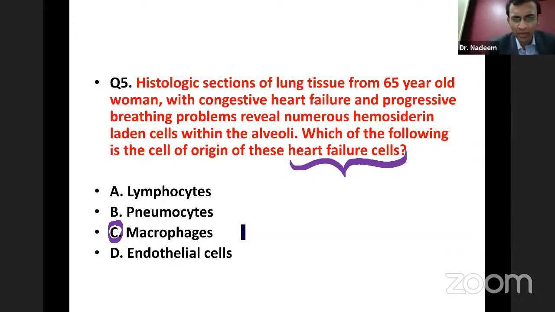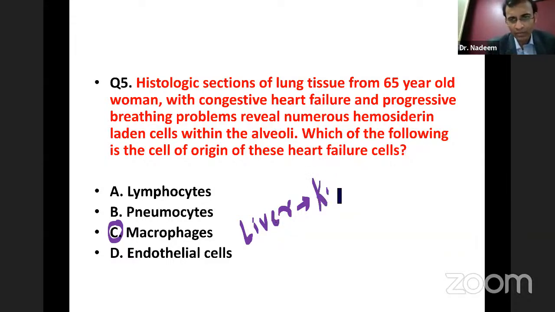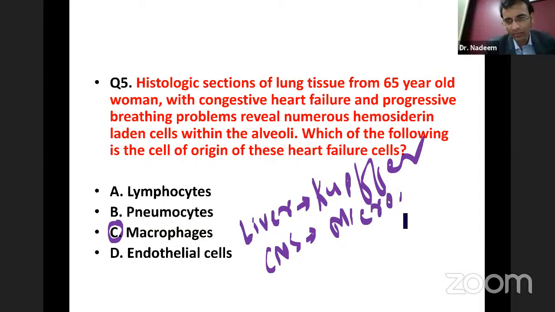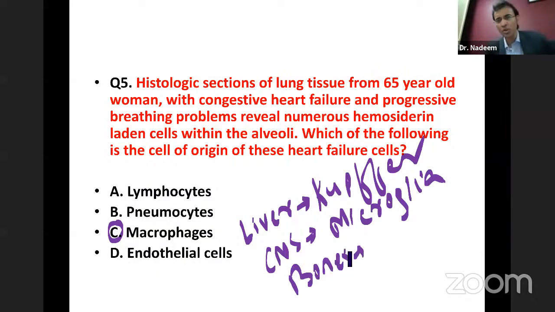So if I ask you, what about liver? Which type of macrophages are seen in liver? Answer me, please. We have the Kupffer cells. Fine. When I talk about CNS, which type of macrophages do we have in the central nervous system? We have microglia, right? And if I talk about bones, do we have osteoblast or osteoclast? Osteoclast, obviously; osteoblasts are the bone forming cells. Osteoclasts are bone resorptive cells.